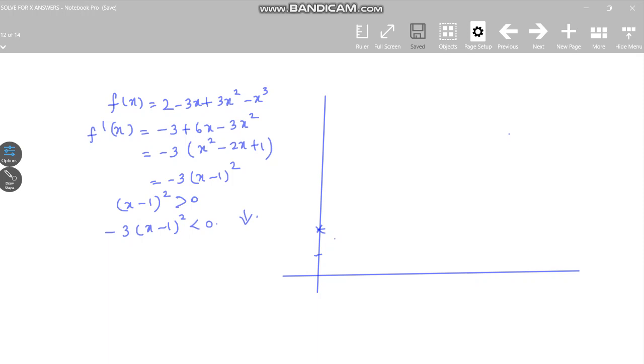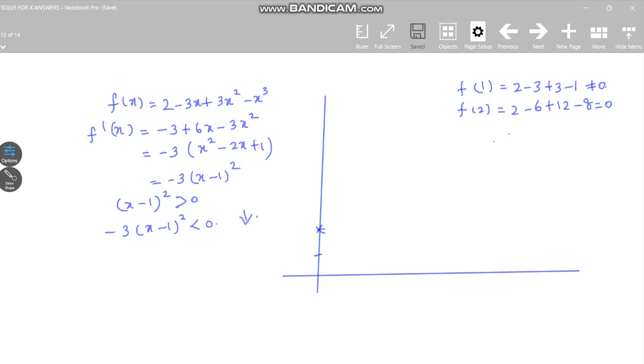To check for the points of intersection with the x-axis, let me take any one point just by trial and error method to find out whether it satisfies. That is, f of 1 is 2 minus 3 plus 3 minus 1, not equal to 0. Therefore, x equal to 1 is not a zero of the polynomial. Let me check for f of 2. f of 2 is 2 minus 6 plus 12 minus 8. It is equal to 0. Therefore, we see that x minus 2 has to be a factor of the polynomial given as 2 minus 3x plus 3x square minus x cube.